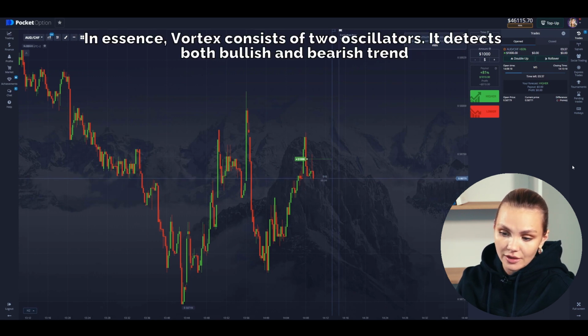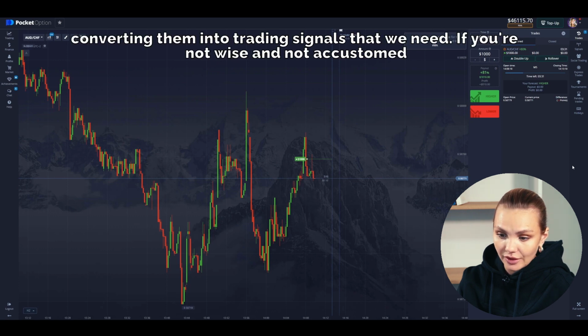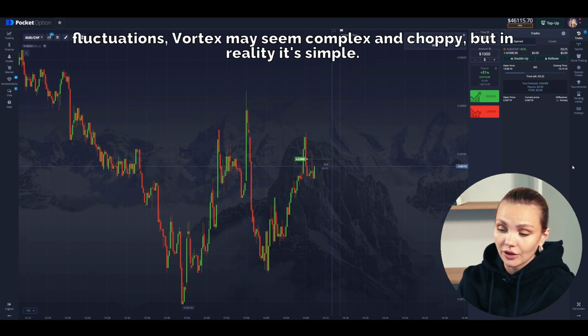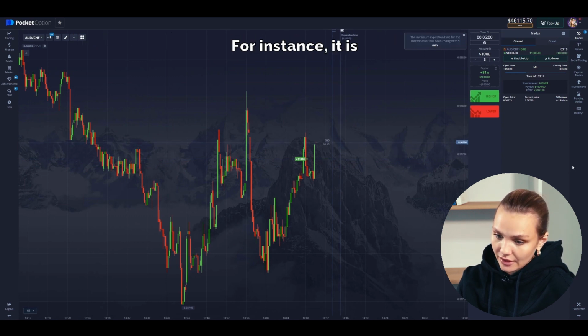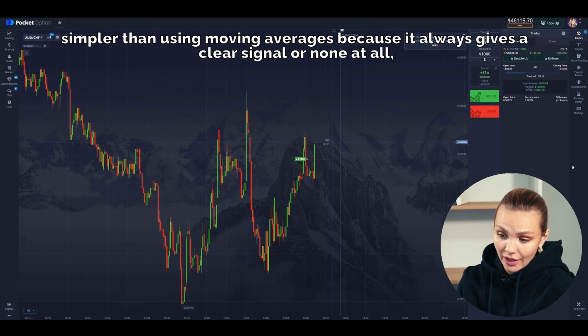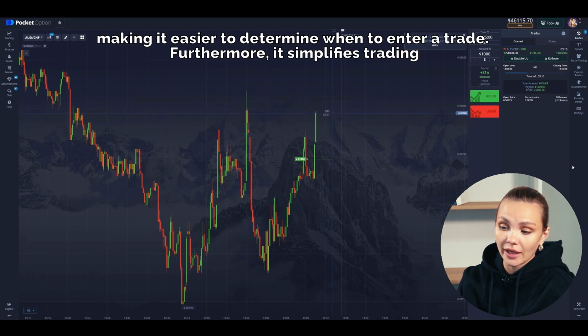In essence, Vortex consists of two oscillators. It detects both bullish and bearish trend movements, converting them into the trading signals that we need. If you're a novice and not accustomed to market fluctuations, Vortex may seem complex and choppy, but in reality it's simple. For instance, it is simpler than using moving averages because it always gives a clear signal or none at all, making it easier to determine when to enter a trade.